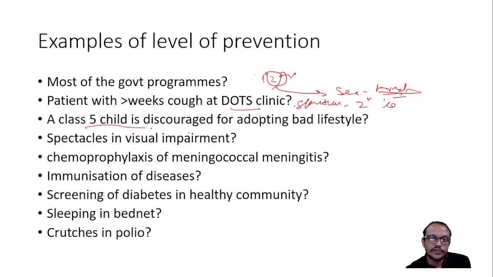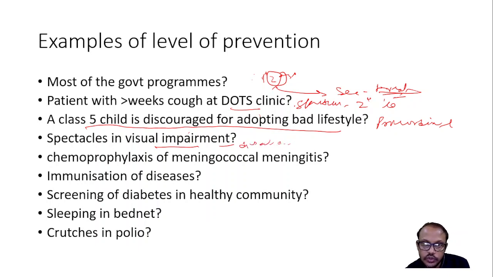If a class 5 child is discouraged from adopting a bad lifestyle, a 5-year-old child very early in life, before the emergence of the risk factor, that is primordial level of prevention. Spectacles in visual impairment: visual impairment is actually a disability. It is a catch question, although it is very easy to wear specs, it is tertiary level of prevention because it helps in the reduction of disability.